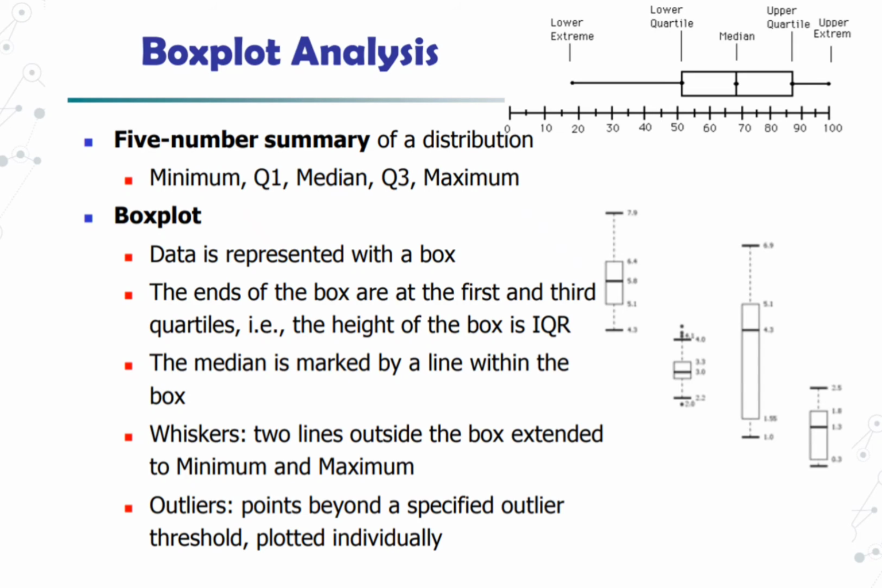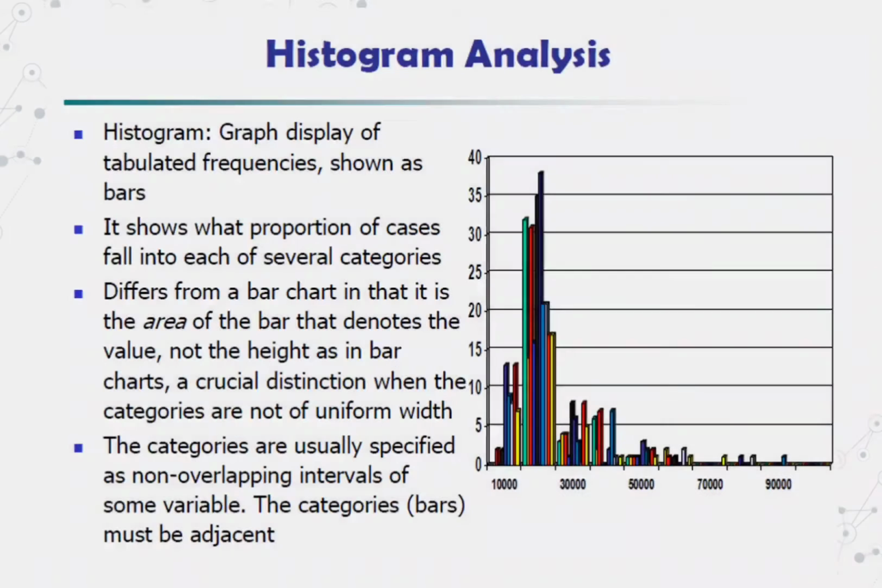Now let's talk about the histogram analysis. A histogram is a graph display of tabulated frequencies, shown as bars. It shows what proportion of cases fall into each of several categories. It differs from a bar chart in that it is the area of the bar that denotes the value, not the height as in bar charts, a crucial distinction when the categories are not of uniform width. The categories are usually specified as non-overlapping intervals of some variable. The categories or bars must be adjacent.